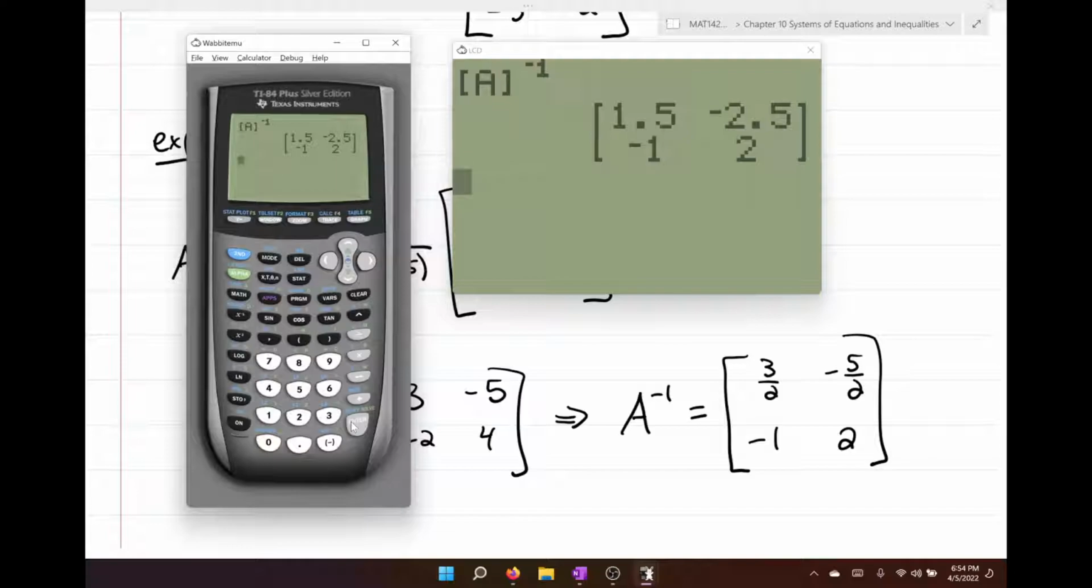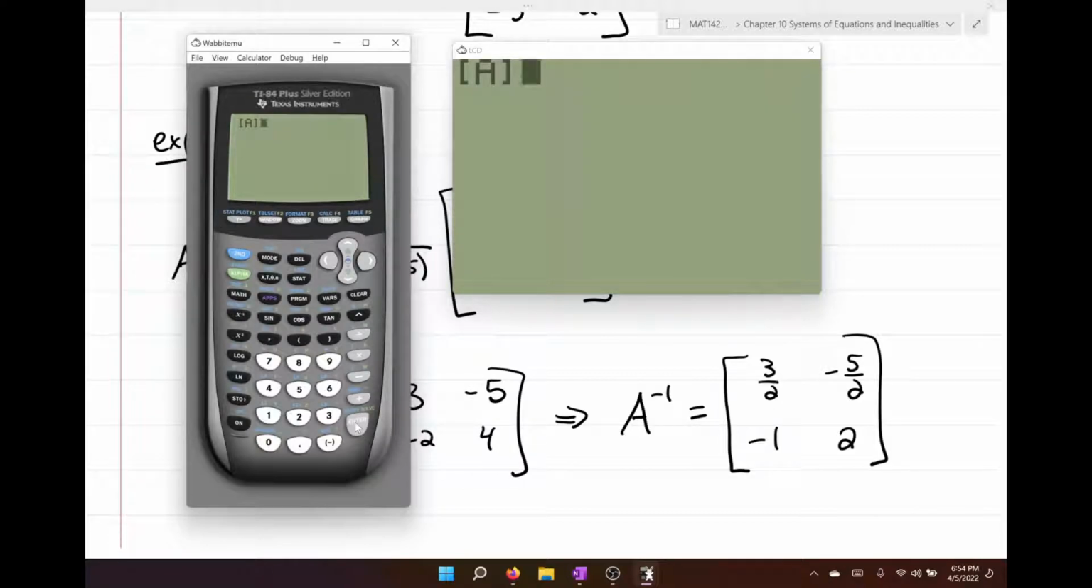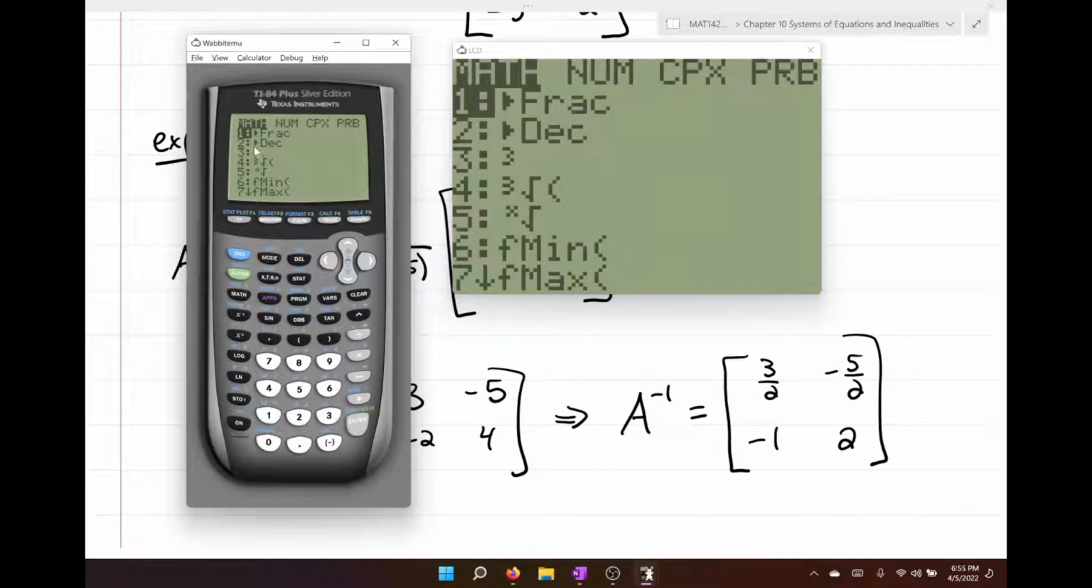Now, if you run into this situation here where you have decimals, it's really easy to go ahead and fix that. Let me show you how to do that. We're going to go back to the matrix. We select the matrix we want. We select the inverse. And then this math button right here, directly above where it says math, go ahead and click on that. And then the very first entry has an arrow that says frac, which means we want our answer in fractions. So just hit enter.